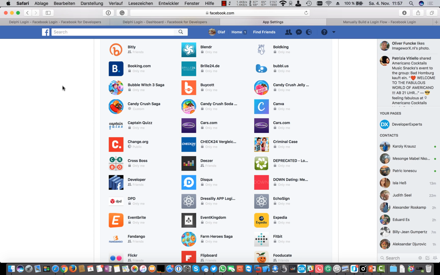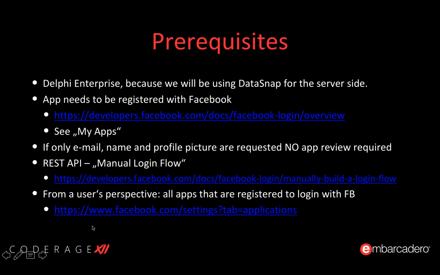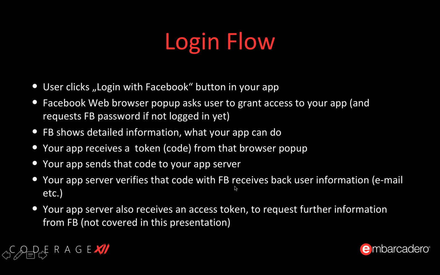Okay, so this is basically the set of tools that you need. And so let's have a last look at the actual login flow. I already mentioned that very briefly, but here again, the flow is like the user clicks on some button, login with Facebook, in your application. Your application would then pop up a web browser going to some Facebook login page. And on that page, Facebook asks the user to grant access to your application.